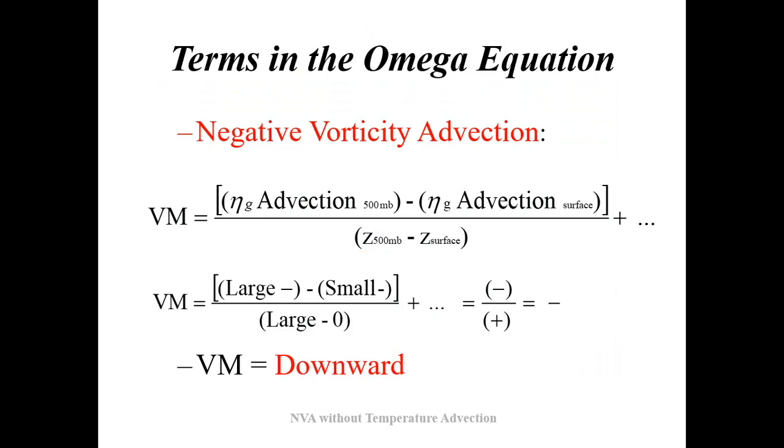Now let's look at negative vorticity advection alone. What does NVA, or negative vorticity advection, do for us? We're only considering term 2 again, and we're looking at term 1, vertical motion, VM. If we have negative vorticity advection, it's going to result in negative, downward motion. Okay, so we have downward vertical motion with negative vorticity advection.